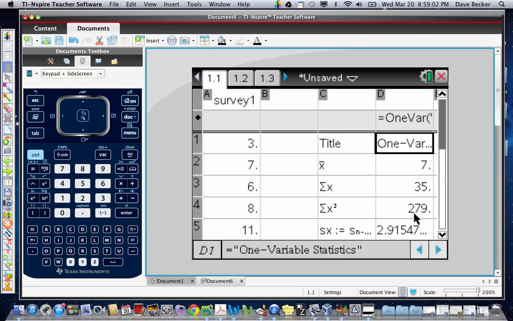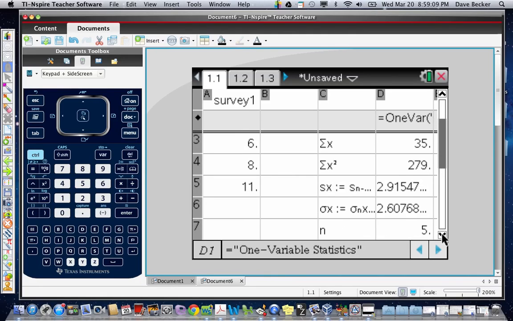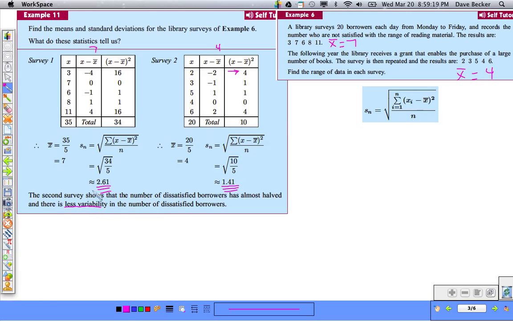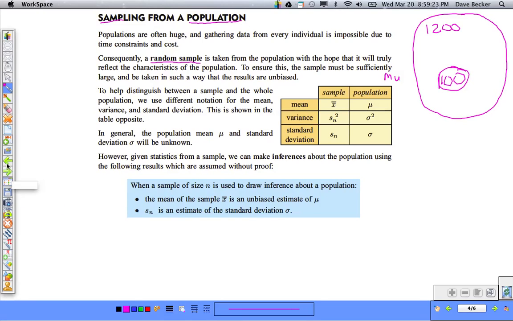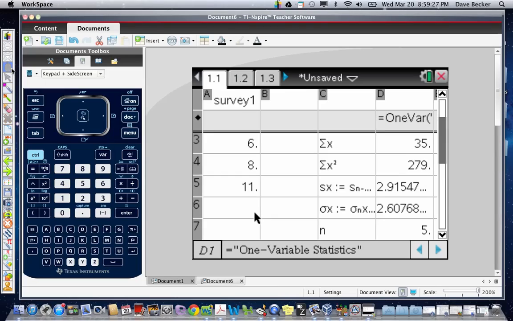Okay, so if you look down here, we have our sample standard deviation and our population standard deviation. So let's go back real quick. Okay, and here it's 2.61. So I go back to my calculator, and 2.61 is the population.